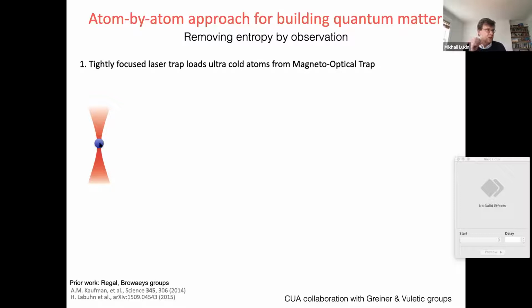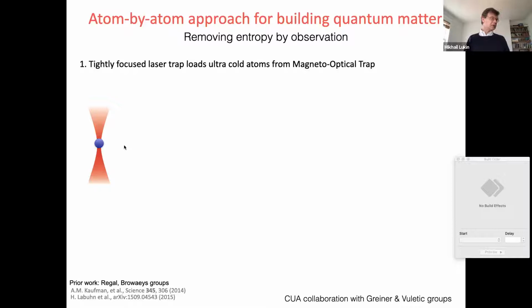And because of tight focus, such an optical tweezer, as we call these systems, can trap at most one atom. Basically, what happens is, because of the tight focus, if you have two atoms, they just do not fit into this optical trap.